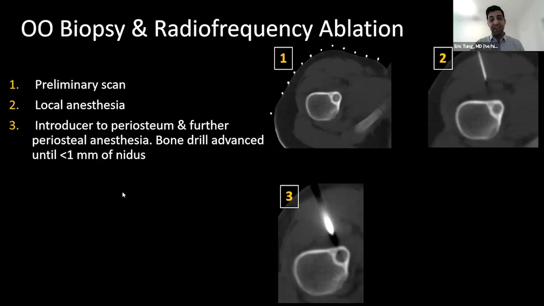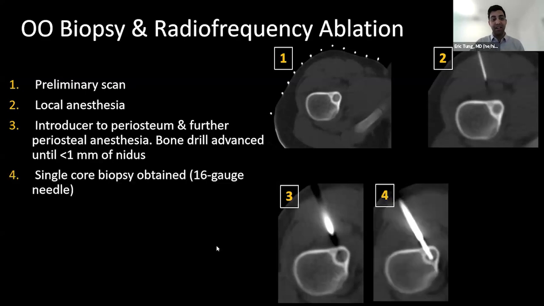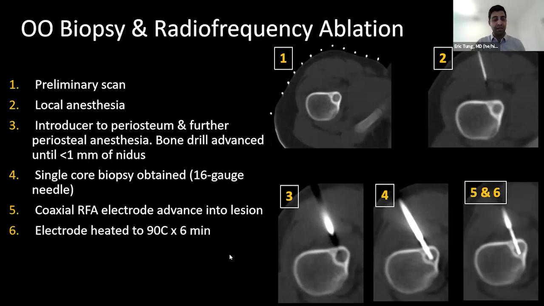And then the bone drill is advanced until it's within 1 millimeter of the nidus. A single core biopsy is usually taken, or at least is often taken, before the ablation. When you enter into the actual tumor itself, because it can release a lot of prostaglandins, you may see that the patient's heart rate may rise, or some of the other vital signs may change as a result of getting in. And that's actually a good sign because it tells you you're probably in the right place.